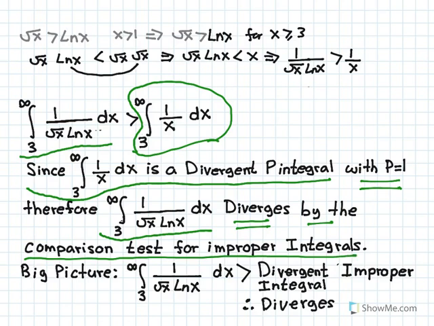So the big picture is that the integral from 3 to infinity, 1 over root x log x dx, is larger than a divergent improper integral. Therefore, it also diverges. All right, thanks.